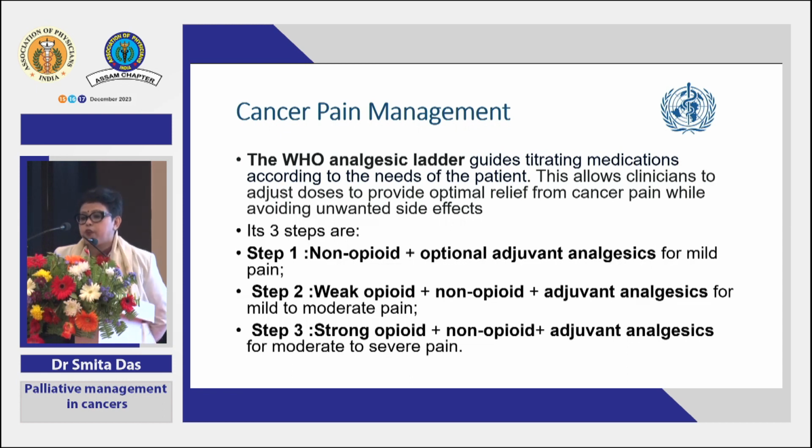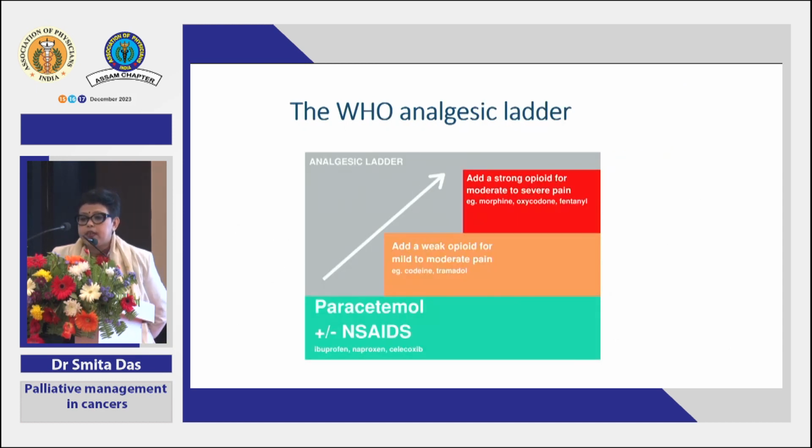always the use of non-opioid plus optional adjuvant analgesics for mild pain. Then step 2 is weak opioid plus non-opioid plus adjuvant analgesics. And step 3 is strong opioid plus non-opioid plus adjuvant analgesics for moderate to severe pain. So this diagram shows the analgesic ladder, where for mild pain we can use paracetamol and NSAIDs. For moderate pain we can use codeine and tramadol, and for severe pain, morphine, oxycodone, and fentanyl.